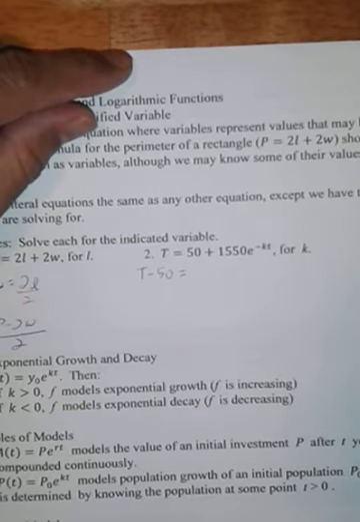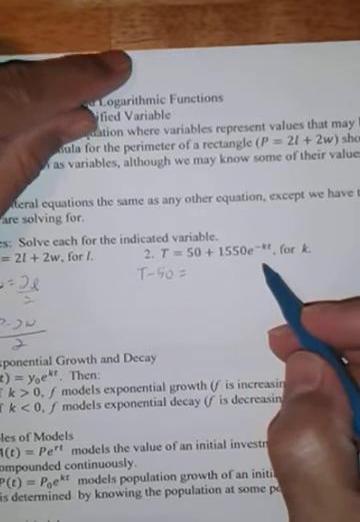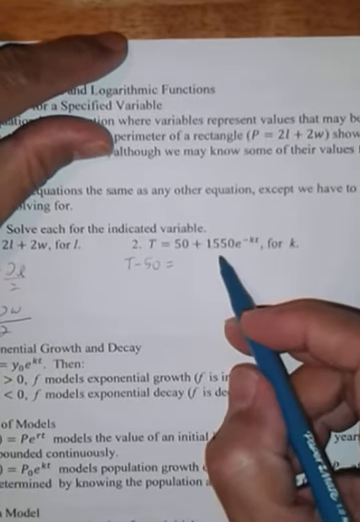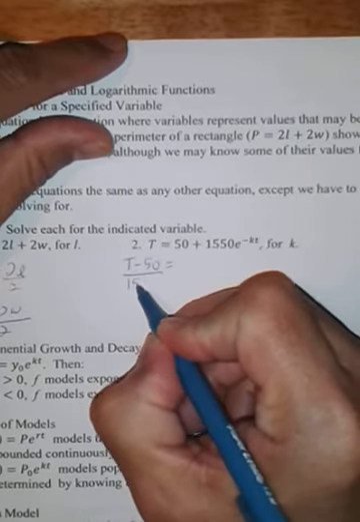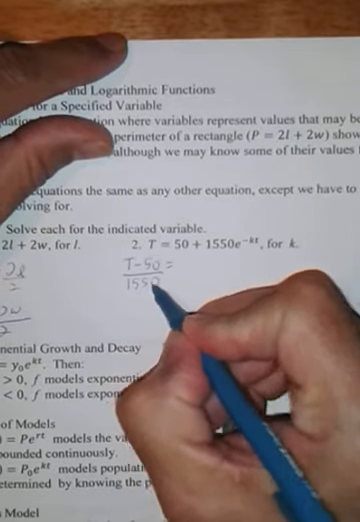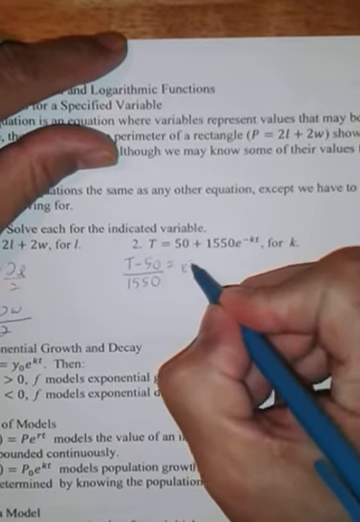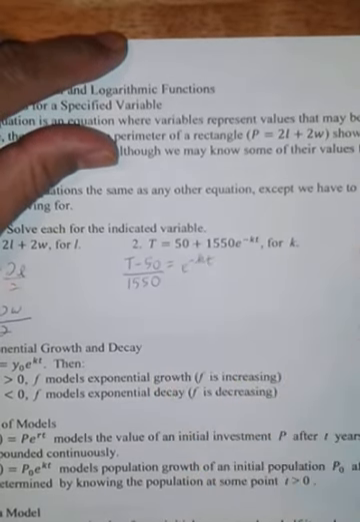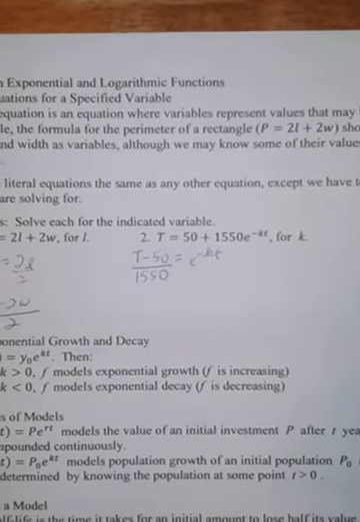That's the lowercase t. And so, because I'm going to isolate the exponential, you guys remember doing that? I'm going to divide by 1550 on both sides. So I will have capital T minus 50 over 1550 equals e to the minus kt. And then remember how you're going to solve exponentials. I'm going to stop there on that one, and we'll finish that one in class.